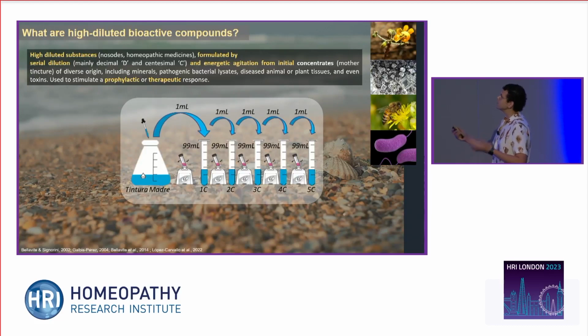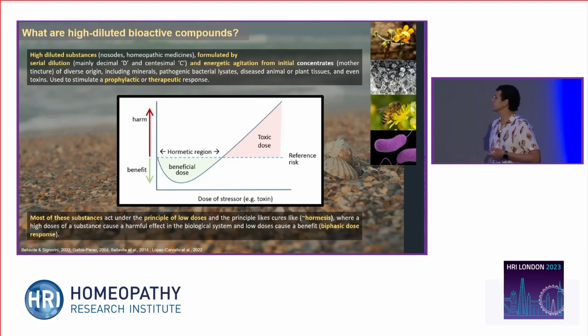So our definition for these high-diluted substances is basically that they are formulated by serial dilution. You are going to be very familiarized with this definition. We mostly use decimal and centesimal potencies, and we have an energetic agitation for initial concentrates. They have diverse origins that can be minerals, plants, cells, pathogenic bacterial lysates. And we believe that most of these substances act under the principle of hormesis.